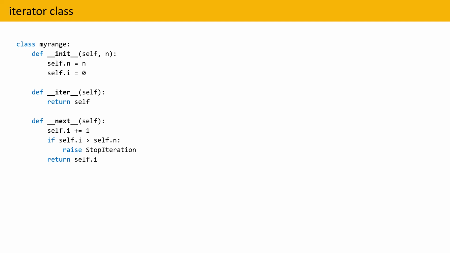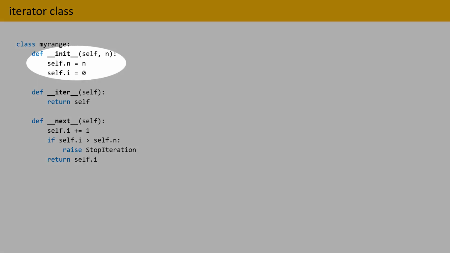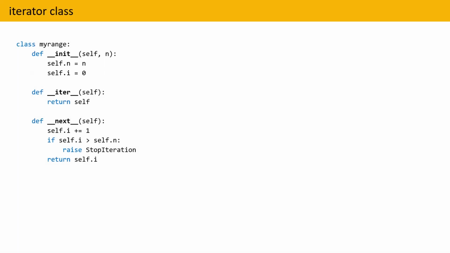In the following toy example, we are going to implement our own iterator that behaves similar to Python's range function, but starts from 1 instead of 0. The constructor __init__ of the class takes the maximum number n of the range and initializes a counter variable i.